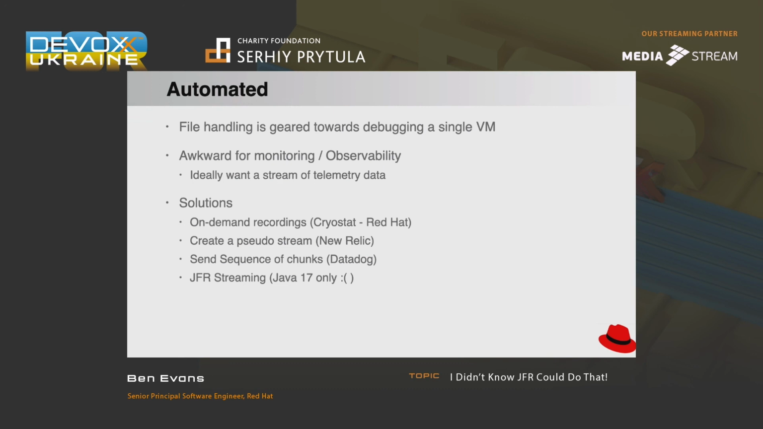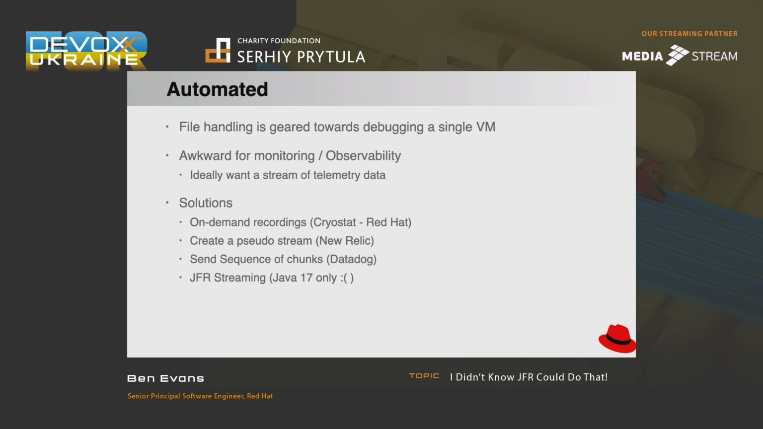There is on-demand recordings, which is what we do at Red Hat with our product called Cryostat. There is the creation of a pseudo stream, and that's basically what I wrote at New Relic. Now that works on Java 11 and 8 by taking lots of little short recordings and overlapping them, so that you can then deduplicate and end up with a stream of telemetry data. Datadog do something a bit different. They have a sequence of chunks where they disassemble a JFR recording file and send individual chunks up and then process that in the back end. Finally, there's JFR streaming, but that is Java 17, if you want an LTS, which I assume you do, Java 17 only.